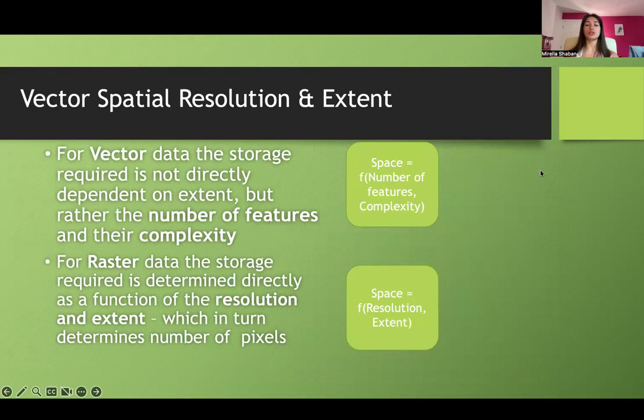So, talking now about spatial resolution and extent. For vector data, storage required is not directly dependent on the extent, but rather the number of features and their complexity. You'll see here in this first green box that essentially space, or the resolution of space, is equal to a function of the number of features and complexity. Whereas for a raster, that function is going to be based on resolution and extent. Raster data storage required is determined directly by a function of that resolution and extent. That's what gives us the number of pixels that we need, whether we have a larger or coarser cell or a finer and smaller cell.